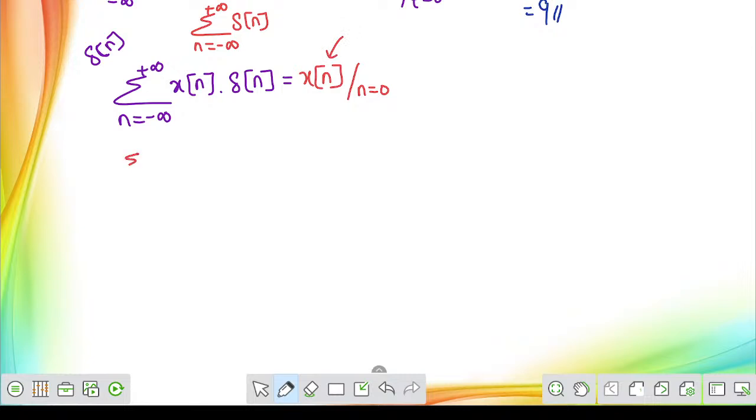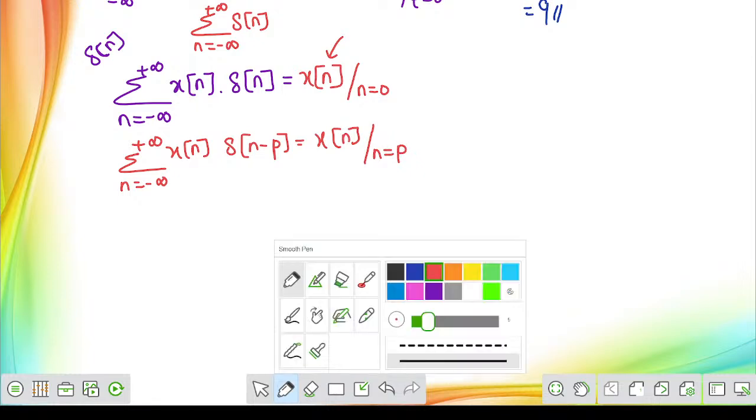Now, suppose it is given that the sum from n equals minus infinity to plus infinity has the function x(n), and of course we are also having one more function δ(n − p). Then what will be the resultant answer, sir? This resultant answer will become simply x(n) only, but where the value of n approaches p. So that is what you have to understand whenever this function is given to you in the examination.